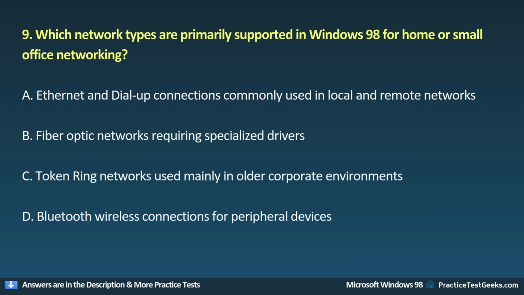9. Which network types are primarily supported in Windows 98 for home or small office networking? A. Ethernet and dial-up connections commonly used in local and remote networks. B. Fiber optic networks requiring specialized drivers. C. Token ring networks used mainly in older corporate environments. D. Bluetooth wireless connections for peripheral devices.